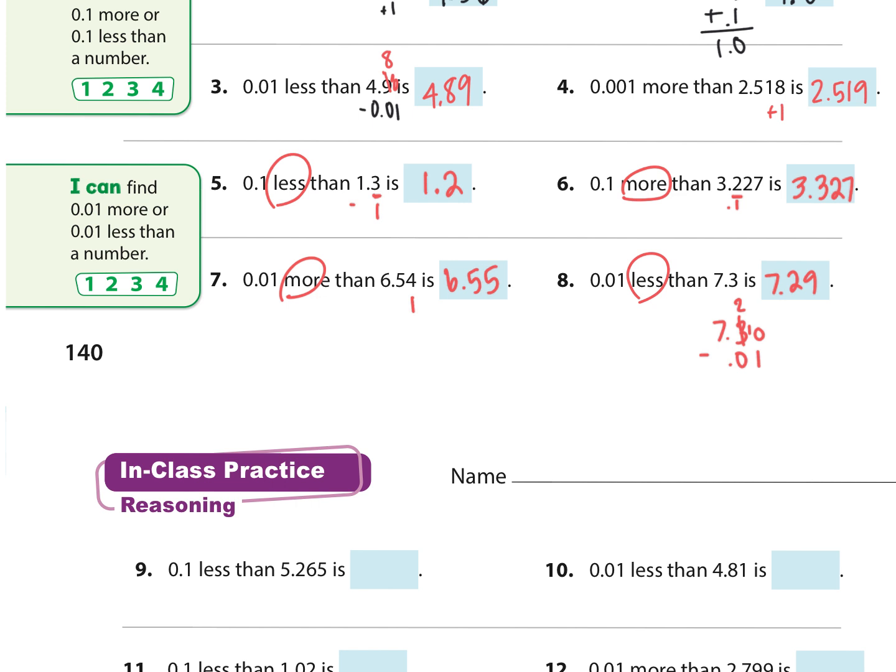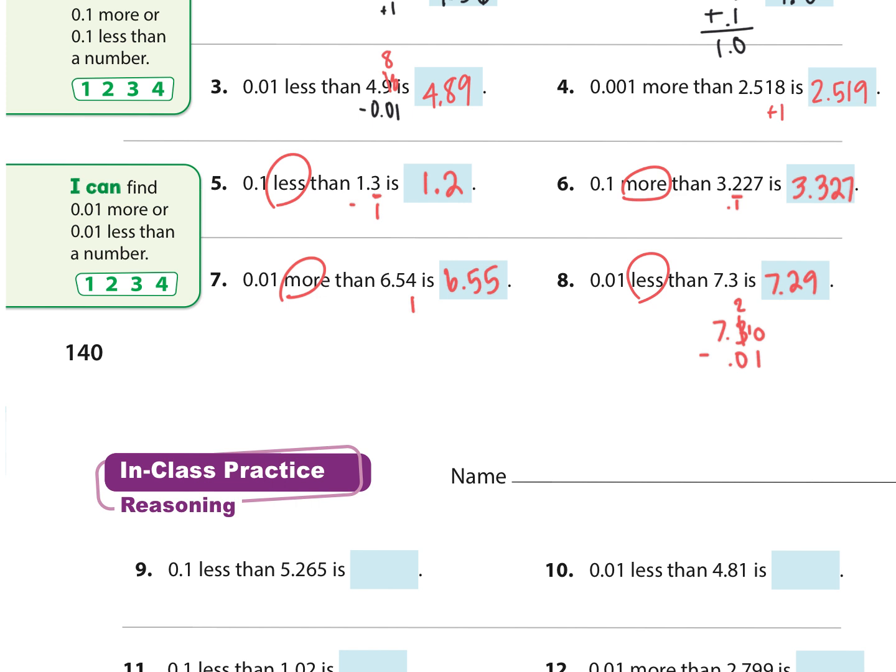On number 7, where it says more than, I'm adding 1/100th to my hundredths digit. What digit is in the hundredths place? A 4. So I just add 1 to that. So now my new number is 6.55, 6 and 55 hundredths.